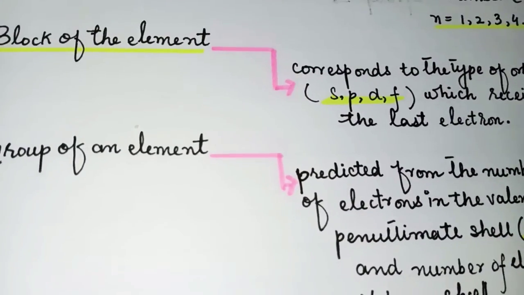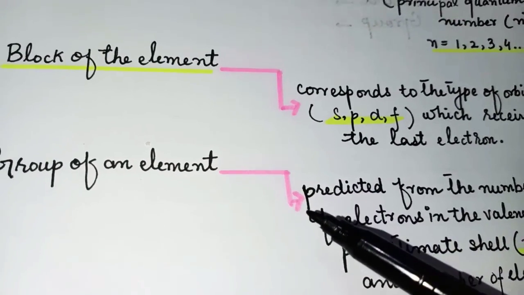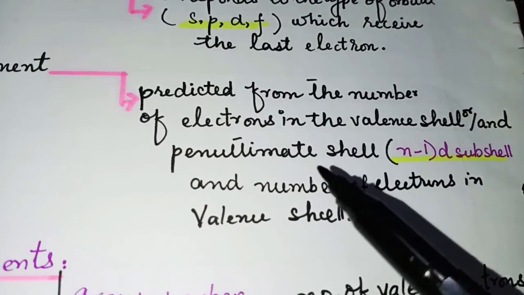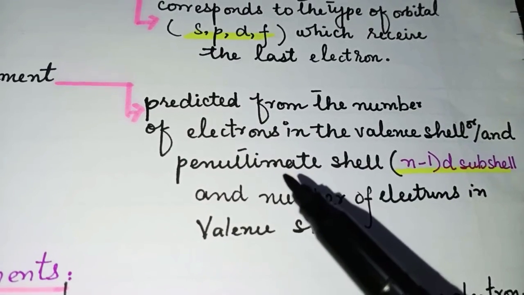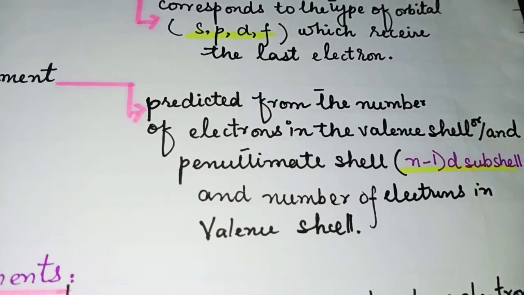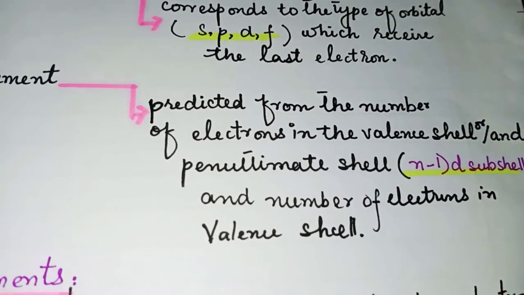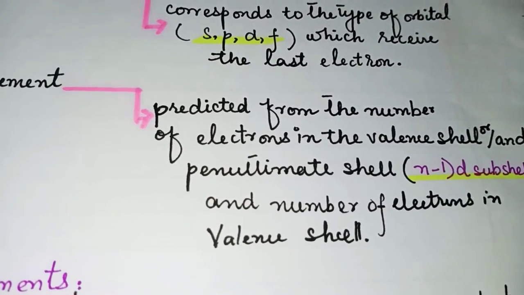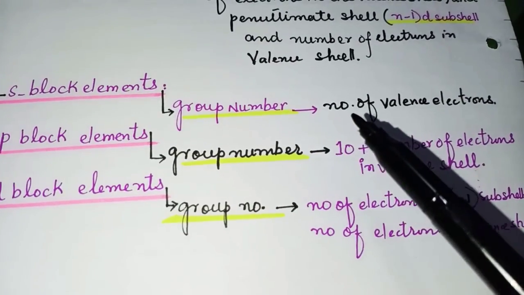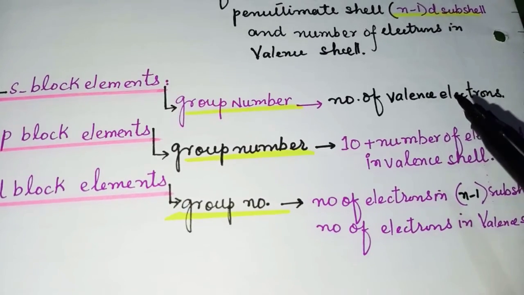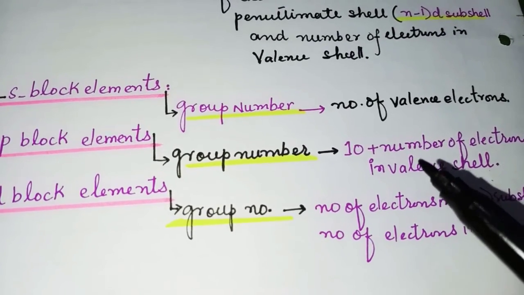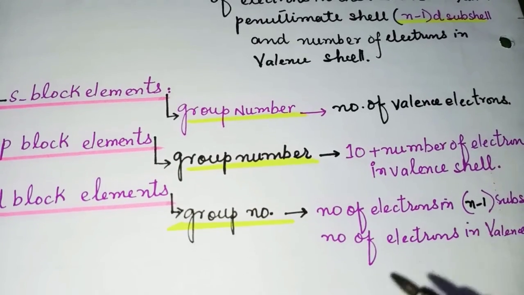Now here comes the group number, which is kind of tricky, and you have to make sure that you have got the idea to perform that. The group of any element is determined by the number of valence electrons, either in the valence shell or in the n minus 1 d subshell. So we have to see accordingly, according to s block, p block or d block. If the element belongs to the s block, then the group number will simply be the number of valence electrons. If the element belongs to the p block, then the group number will be the number of valence electrons plus 10 by rule, and we will see that later on as well.